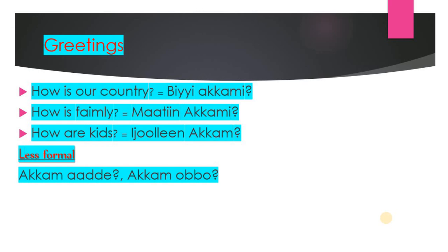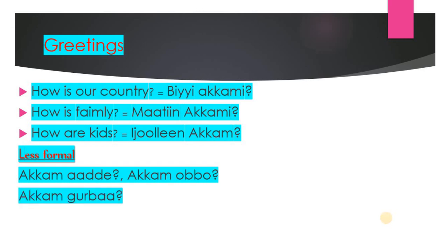Outside the context of traditional meaning, we say adde for an older sister or for an auntie, and obbo for an older brother or for an uncle. Or it can be formal, as Mrs. or Mr. But when it is used less formally, two friends can just ask akkam adde, akkam obbo. It's less formal, so it is mostly used in greetings like that. So I can say to my friend who is of my age, who is not my boss, who is not my sister, adde akkam or obbo akkam. It means like, my friend, how are you?